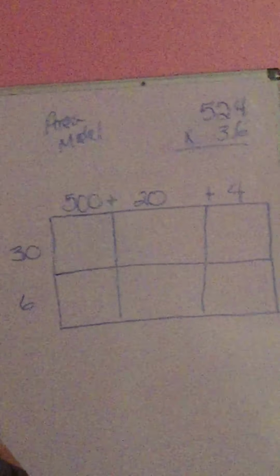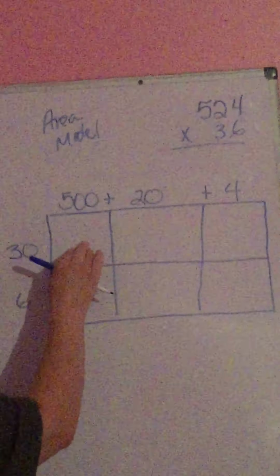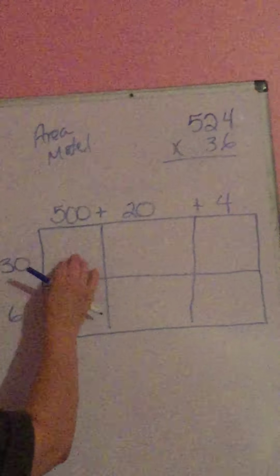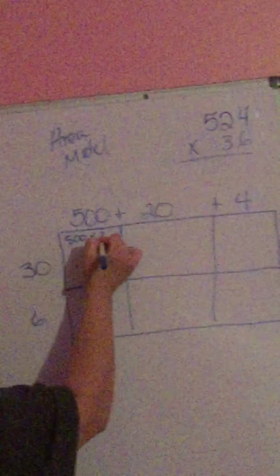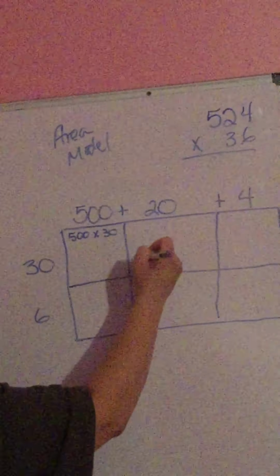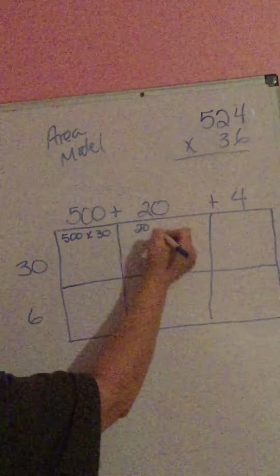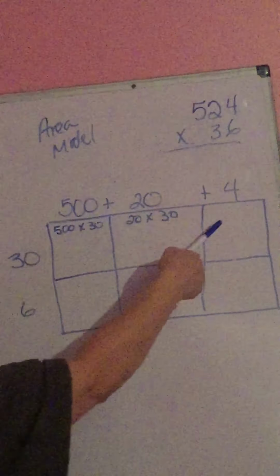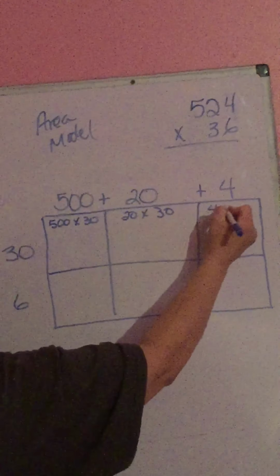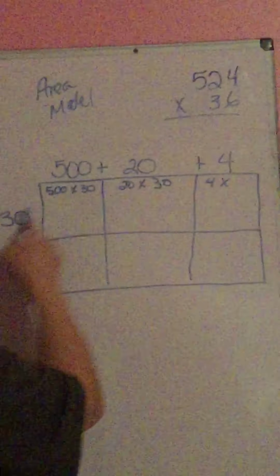So now what we're going to do is look at each box, and whatever number is on top of it or beside it is what we multiply. So I'm going to fill it in. This box would be 500 times 30. This box would have 20, because 20 is on top, times 30, because 30 is beside it. And this last box would be 4, because 4 is on top, times 30.